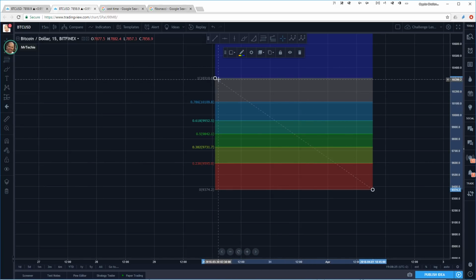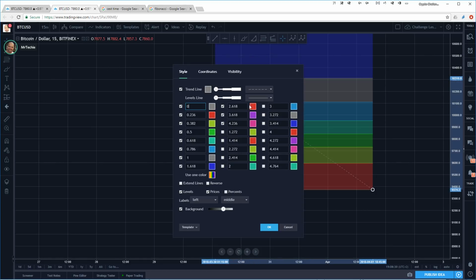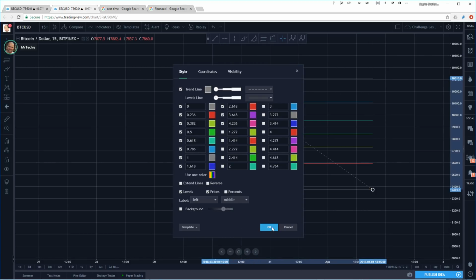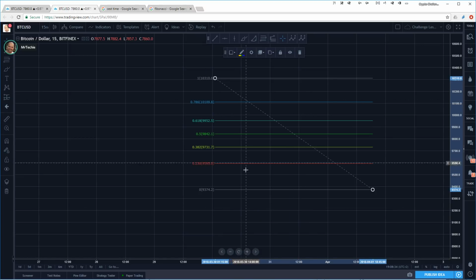The first thing is, and this is just personal preference for me, I like to come into here and turn off the background. I like just the raw lines, okay? Because when you're trying to filter through the background and look at the candles that are behind it, it gets a little bit annoying, okay? This is the first tool.